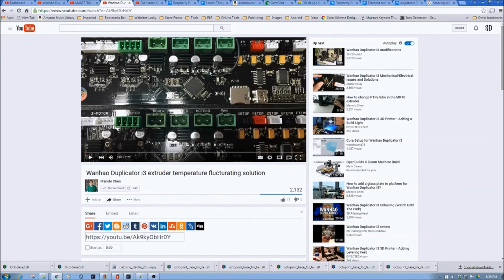So anyways, hopefully this helped. If you're having this problem with your Wanhao, here's a place to go and get information on fixing it.